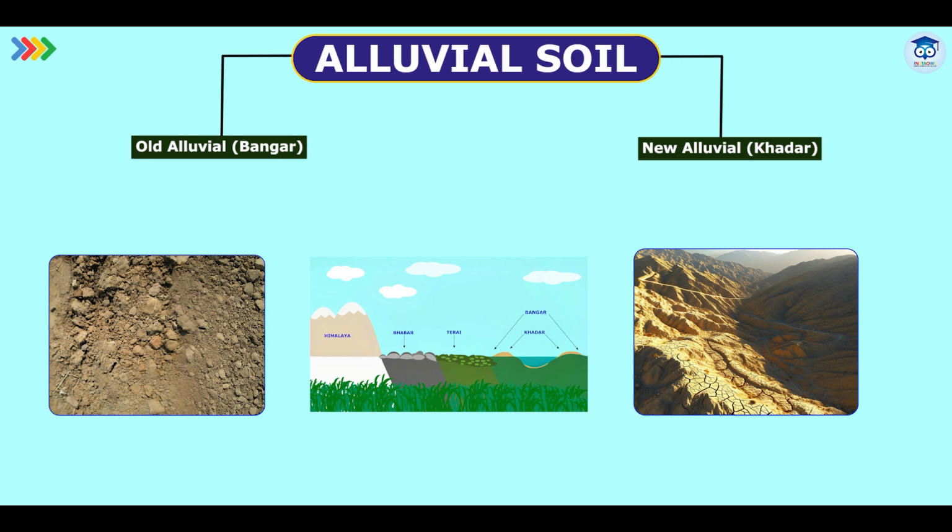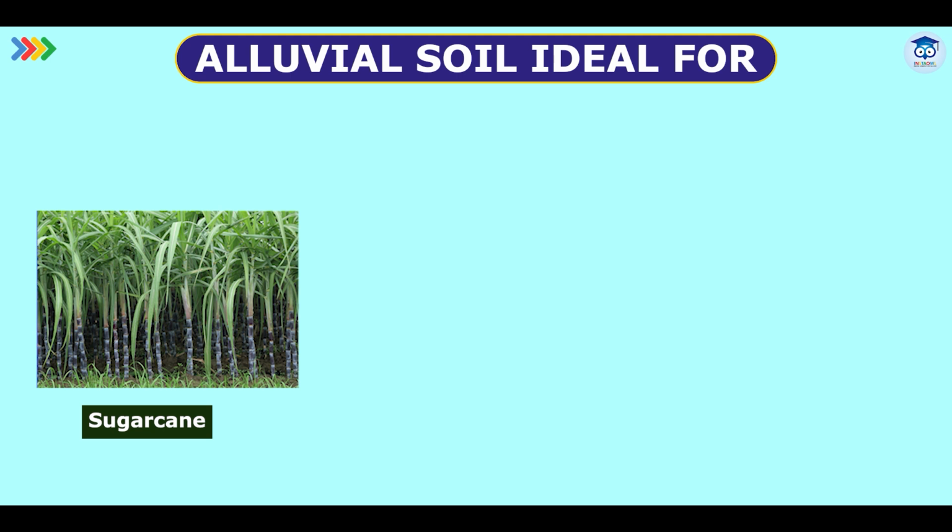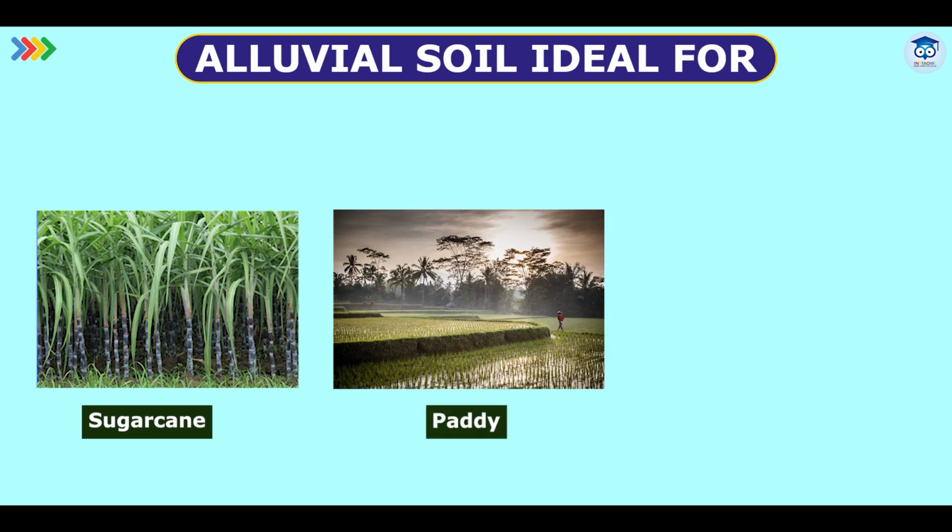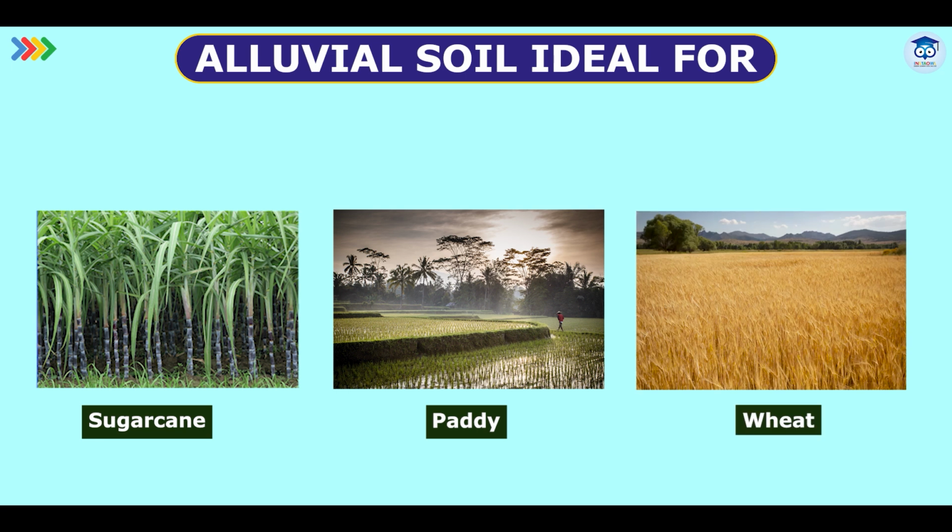What are the uses of this? Highly fertile, ideal for crops like sugarcane. So a lot of sugarcane cultivation takes place, paddy, rice cultivation takes place, wheat is grown. So these are very important crops grown in alluvial soil.